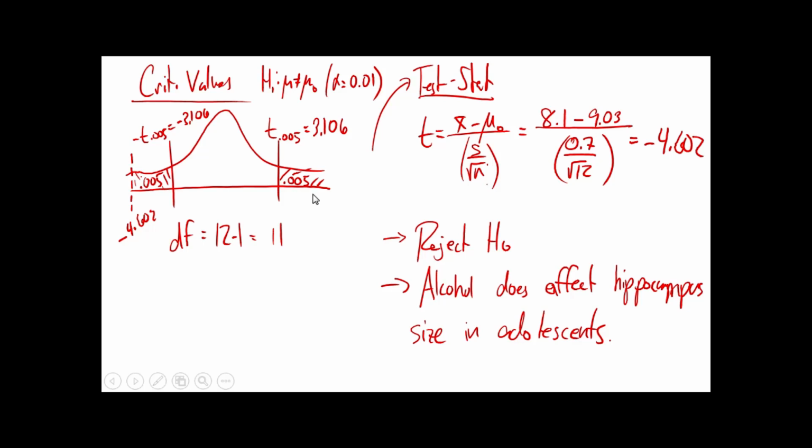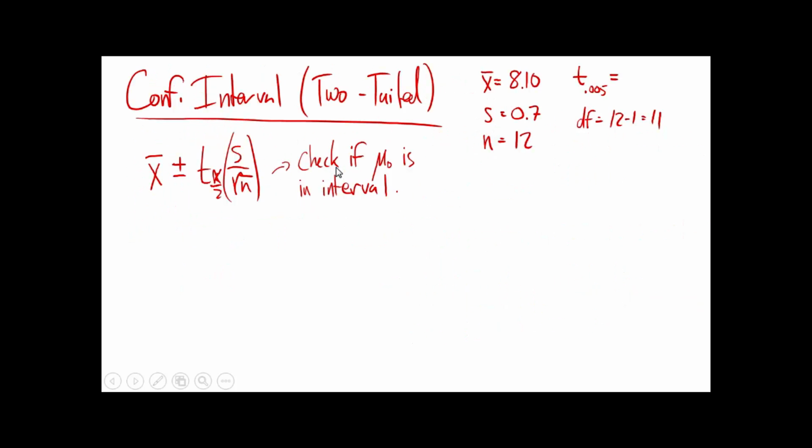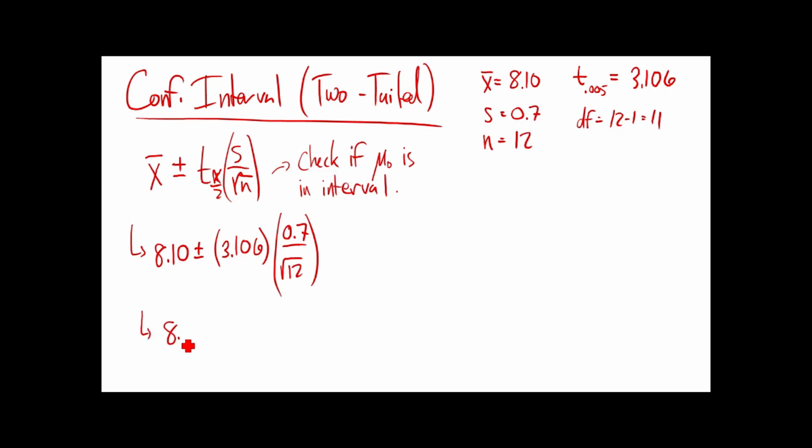This is actually the reason a two-sided test can be done with a confidence interval, because the t-value on your interval is going to be exactly the same as the t-value on the cutoff for your critical region. If you go to the table and look up t.005 with 11 degrees of freedom, that gets you 3.106. So we're going to use that same multiplier and calculate our interval. We take our mean, 8.10, plus or minus 3.106 times 0.7 over the square root of 12. Somebody with a calculator, what do you get for that margin of error? Let's see if we can get an answer that we agree on.